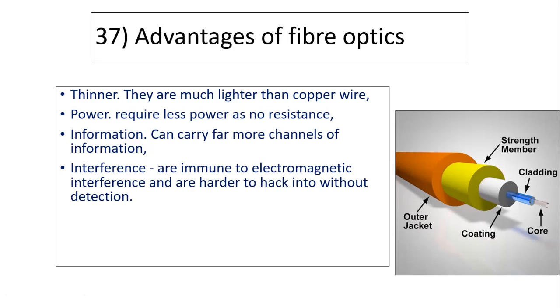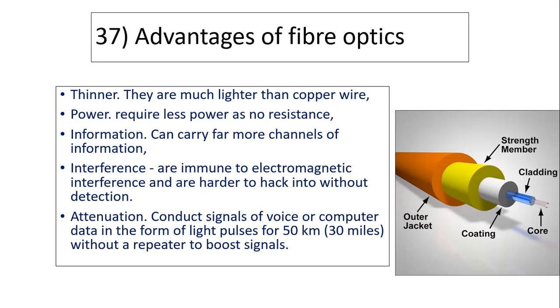It is immune to electromagnetic interference and is harder to hack into without detection. What is happening is that copper wire behaves like an aerial. When you pass alternating current through it, the current is your signal, and the changing signal will cause a wave to pass out of the copper wire. That's how people can listen to your conversation. That's called interference. But glass doesn't have this problem.